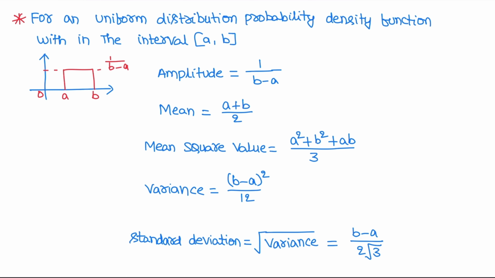Mean is (a plus b) by 2. Mean square value is (a square plus b square plus ab) by 3. Variance is (b minus a) whole square by 12. And standard deviation is square root of variance. These are the properties related to the uniform distribution function.